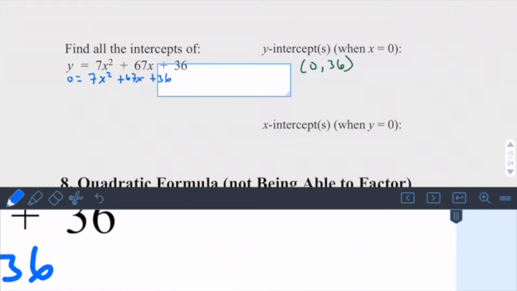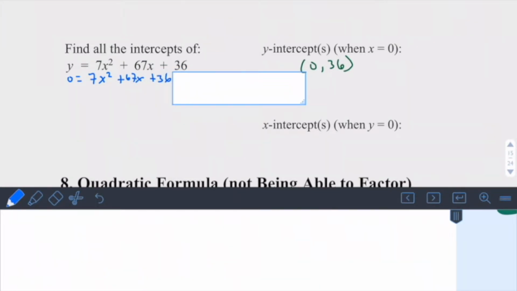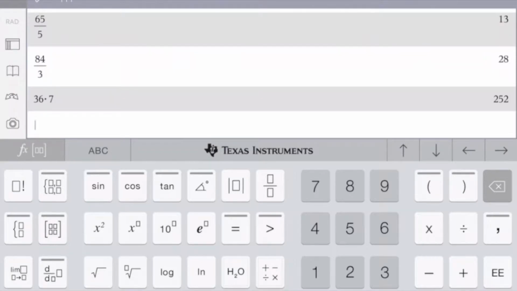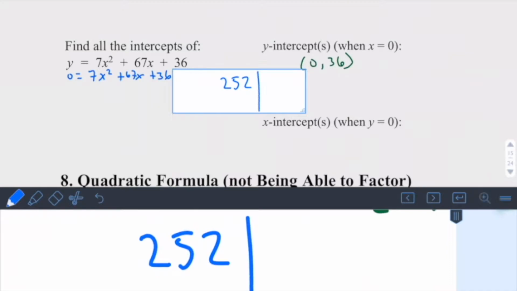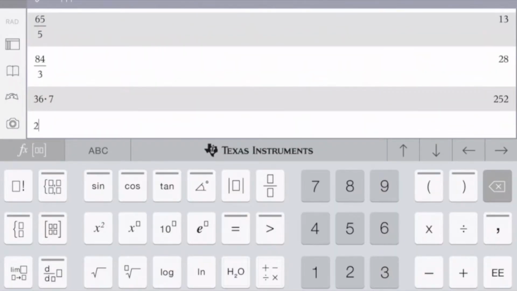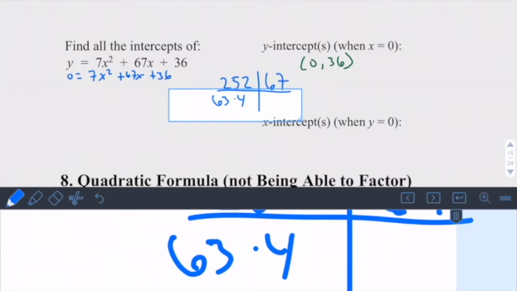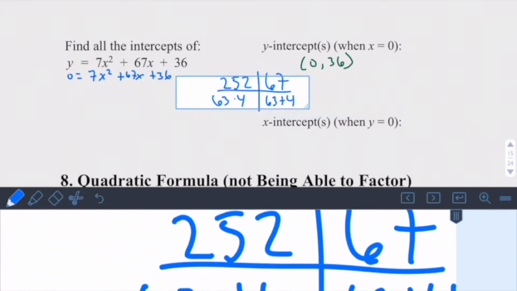And I need to use my AC method of factoring. So 36 times 7. I'm going to use my calculator a lot on this one. So 252. So I want factors of 252 that add up to 67. So I'm just going to kind of guess and check. 252 divided by 4 is 63, and 63 plus 4 is going to give us 67. Wow, that was fast. 63 times 4 gives me 252, and 63 plus 4 gives me 67.